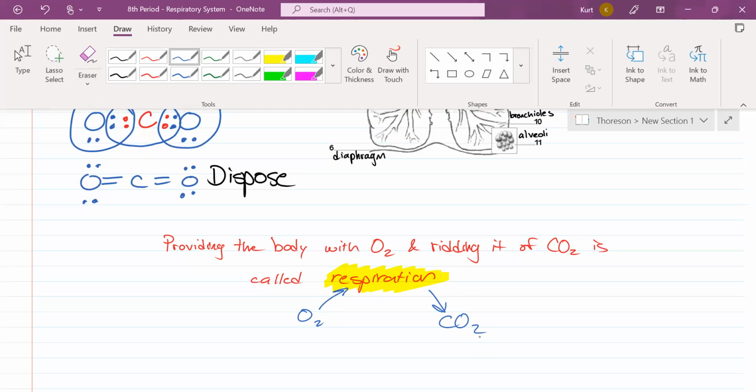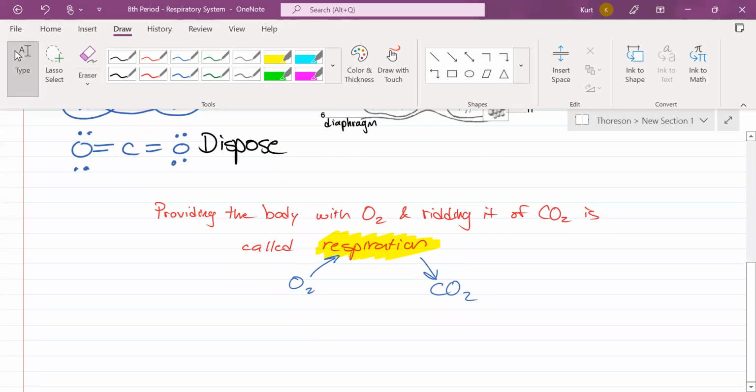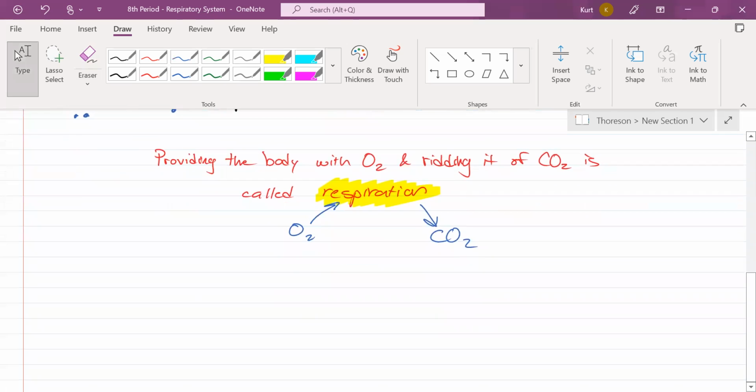Cell respiration takes place in the mitochondria, the powerhouse of the cell. Everybody knows that. It needs oxygen. It produces CO2 waste. That's what's happening in your cells, cell respiration. What happens to your tissues when they don't receive oxygen? They die. Do you know what that process is called? Necrosis. Very bad.